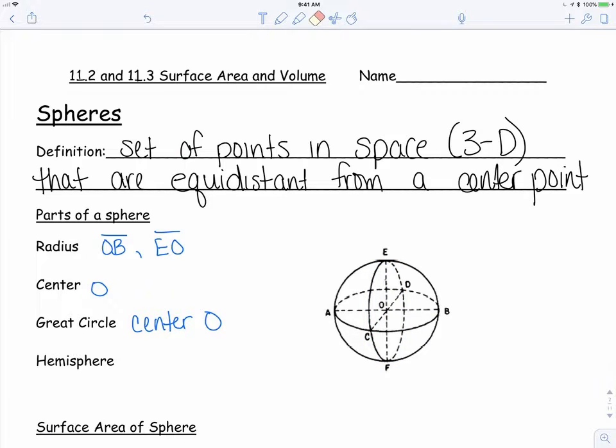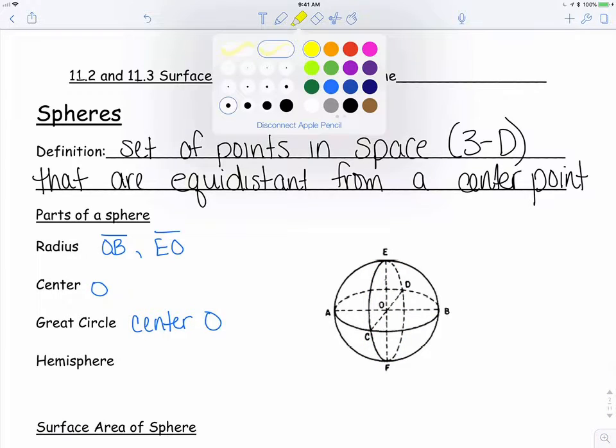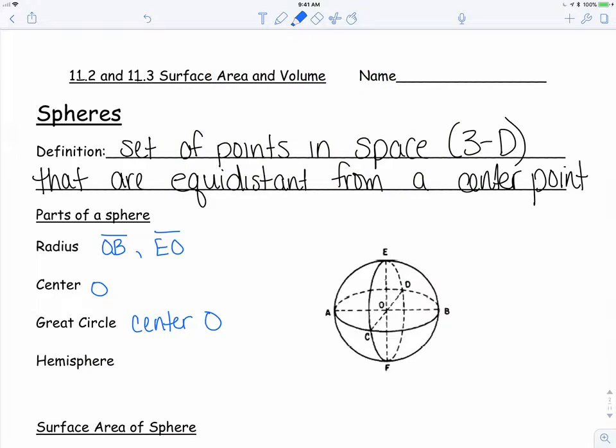This will be a little hard to see, but hopefully I can make this visualization here. This circle that would be right here is not a great circle because its center would not be O. Any circle whose center is O, and is on the surface of the sphere, is called a great circle. And then a hemisphere, you should know that as half a sphere. Just like we can split the Earth up into northern or southern hemispheres, eastern, western.